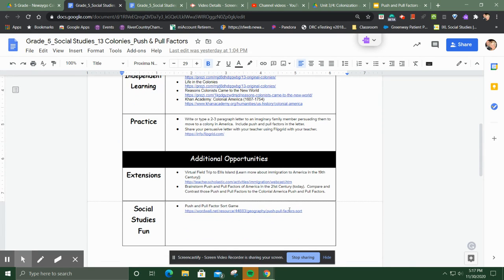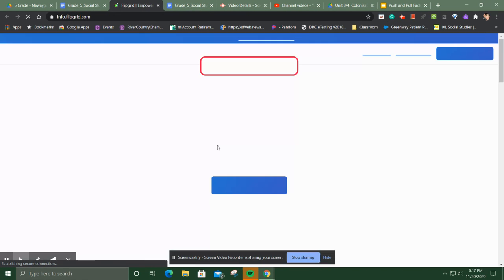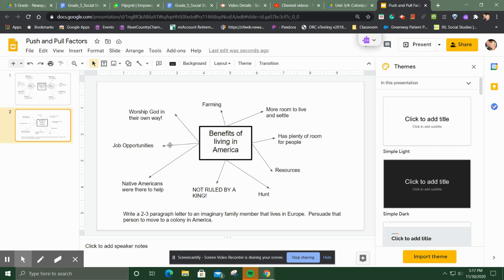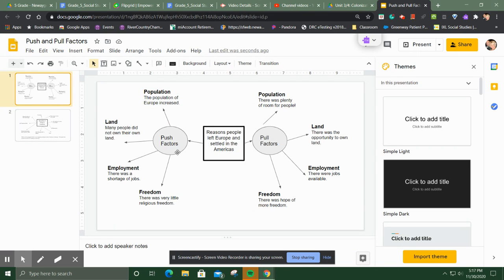And then, if you would like, you could read it and share your persuasive letter on Flipgrid. So Flipgrid would be where you can video yourself and send it to me. So I would love for you to do that. Please feel free to look back at our notes right here and have a good time writing that letter.